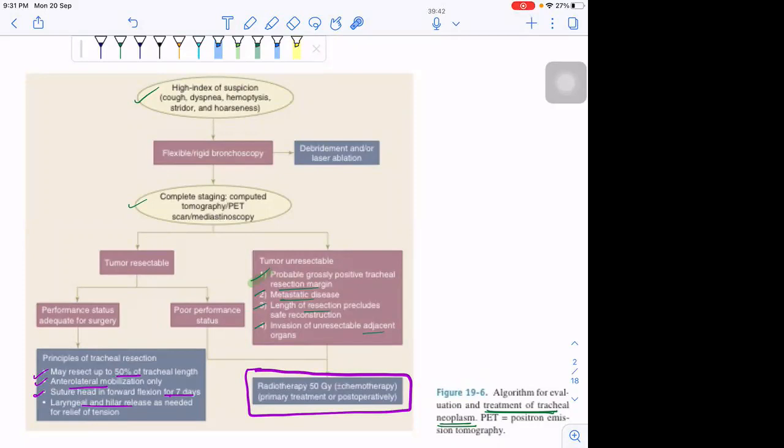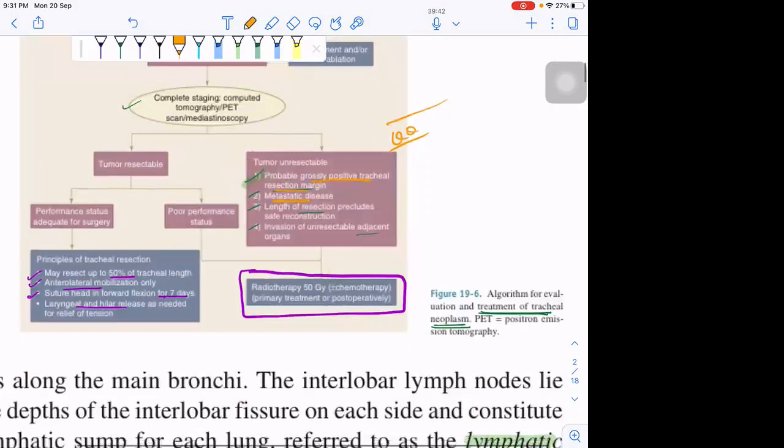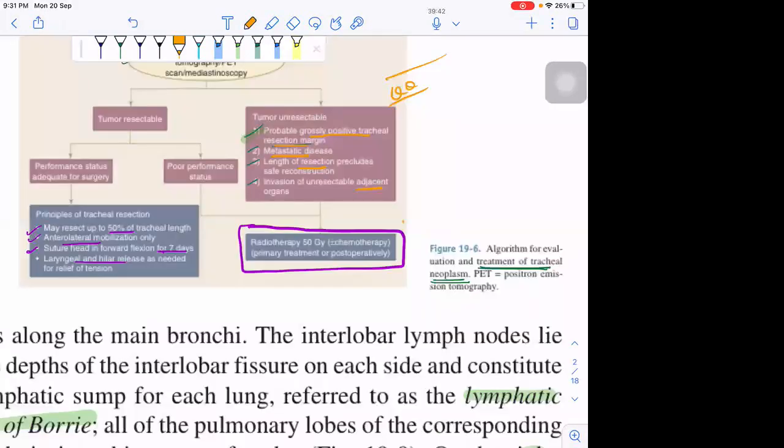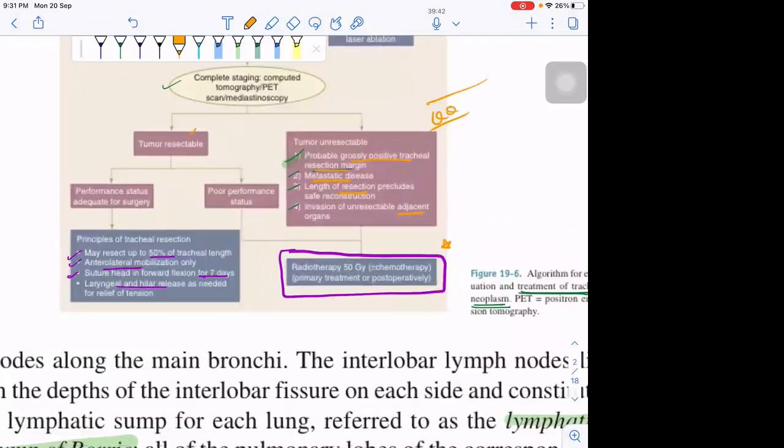Here the MCQ is what are the unresectable tracheal neoplasms. Just remember any one. Unresectable: a probable grossly positive tracheal resection margin, metastatic disease, a resection that precludes safe reconstruction, and adjacent organ involvement. For unresectable tumors, you give radiotherapy, 50 Gy. Whenever it is resectable, you have to see the performance status. If it is poor, again give radiotherapy only.